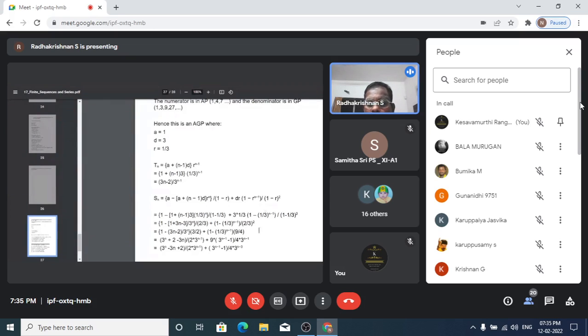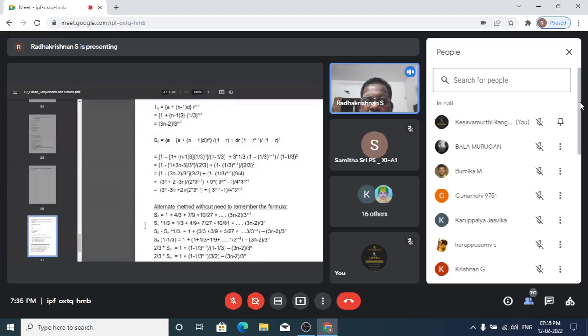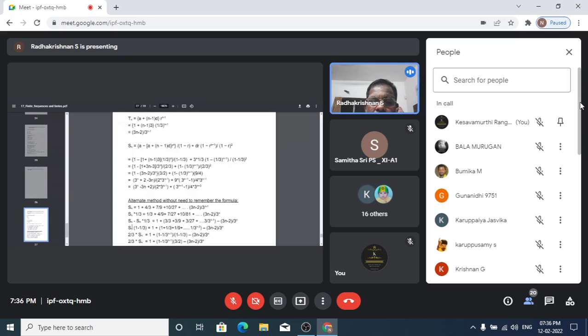Now, the important part is how you do it without remembering this formula. Sn equals 1 plus 4 by 3 plus and so on. The nth term we've already determined: (3n minus 2) by 3 power n minus 1. Now, Sn into r, so Sn into 1 by 3 will be 1 by 3 plus 4 by 9 plus 7 by 27 plus 10 by 81 and so on. The last one will become (3n minus 2) divided by 3 to the power of n.